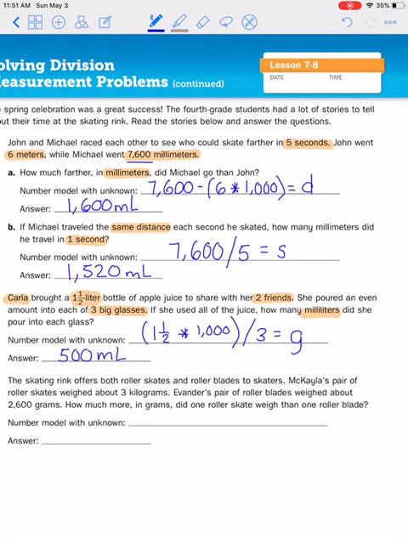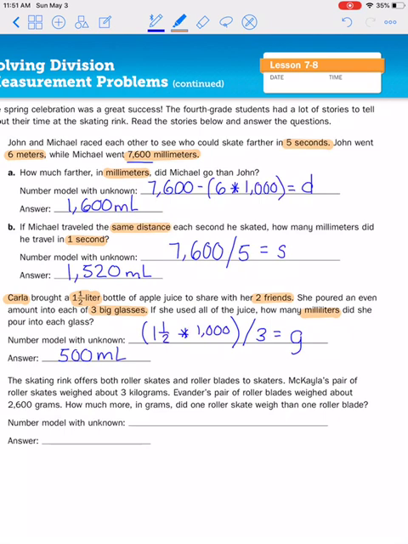All right, last one. The skating rink offers both roller skates and roller blades to skaters. Michaela's pair of roller skates weighed about 3 kilograms. Evander's pair of roller blades weighed about 1,600 grams. How much more in grams did 1 roller skate weigh than 1 roller blade? So now we're talking about weight.